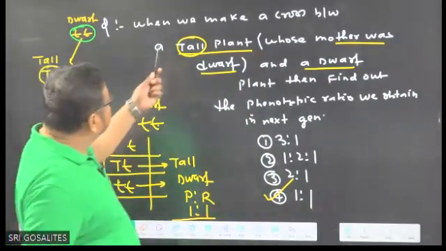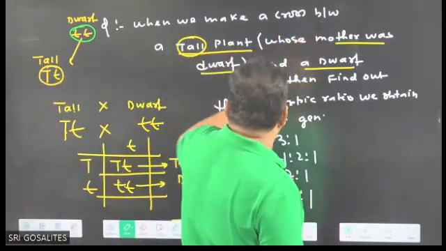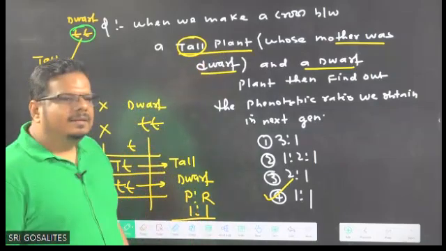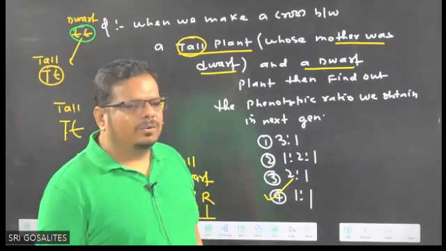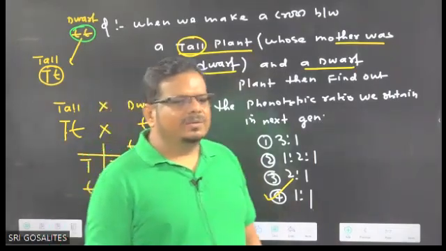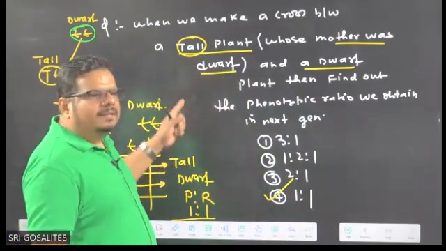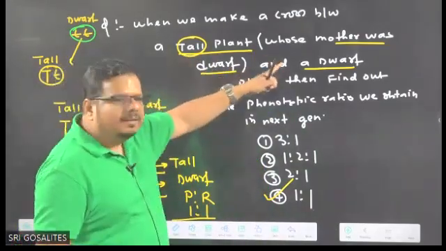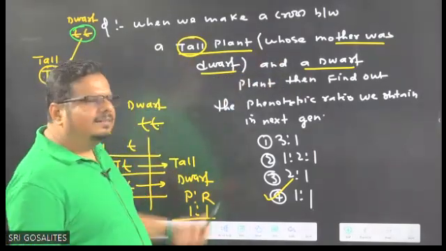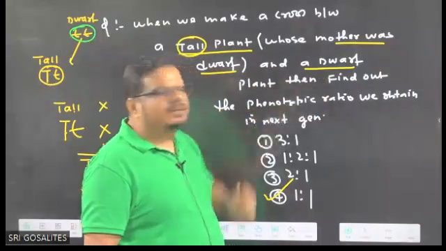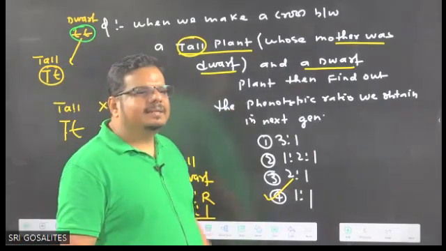I have asked a question here. When we make a cross between a tall plant, I have not given whether the tall plant is homozygous or heterozygous. Getting the things or not? Okay, I have given a clue that this tall plant's mother was dwarf. And this tall plant is crossed with which plant? Dwarf plant. Then I am asking the phenotypic ratio in the next generation.